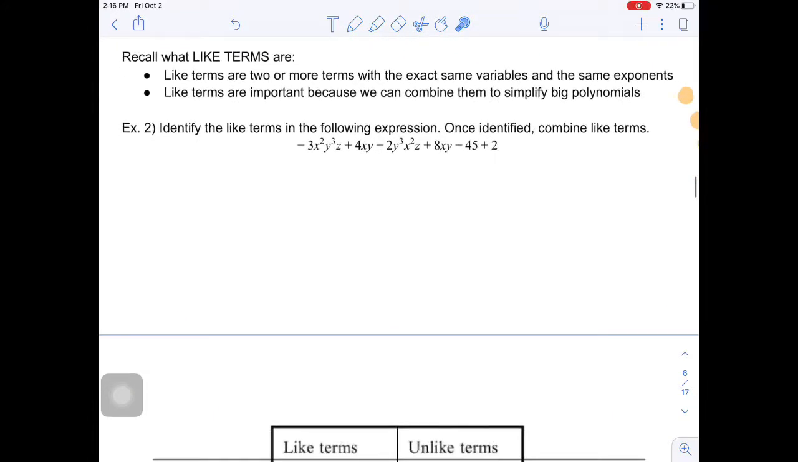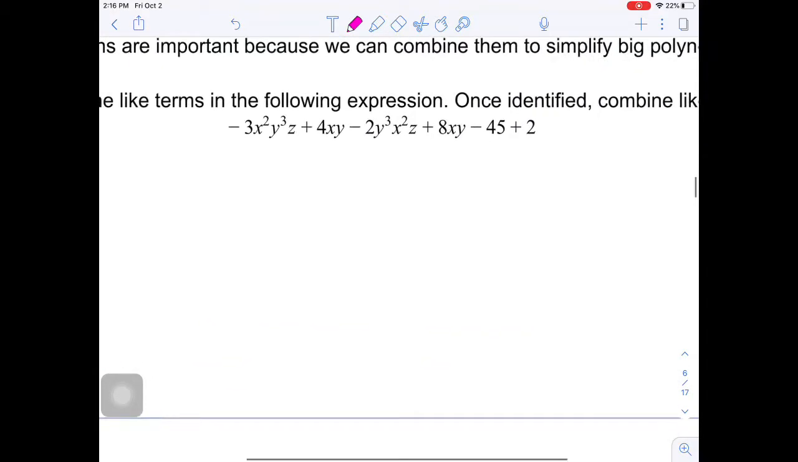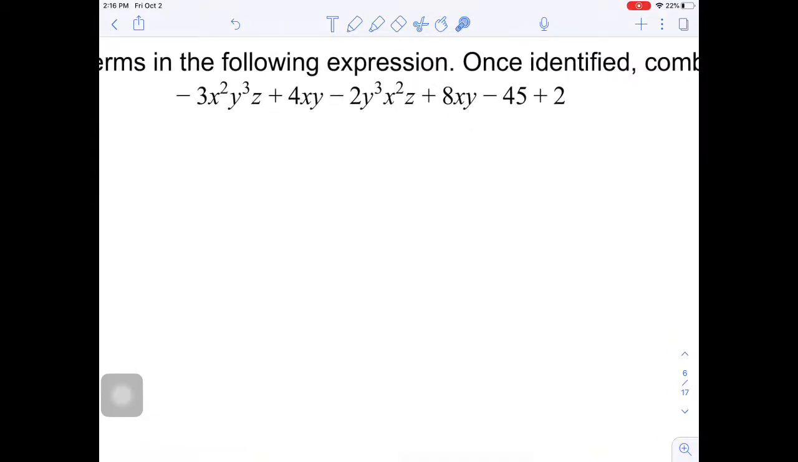So let's look at example 2 here. Identify the like terms in the following expression. Once identified, combine like terms. So first thing you want to do is look at this and say, okay, where are my like terms? Remember what like terms are. They are the things with the exact same variables with the exact same exponents. So this one's a little easy to see. x and y and x and y. Those are the exact same variables with the exact same exponents. So I'm going to highlight these as similar exponents. And I'm actually going to write them down. So this is 4xy plus 8xy.